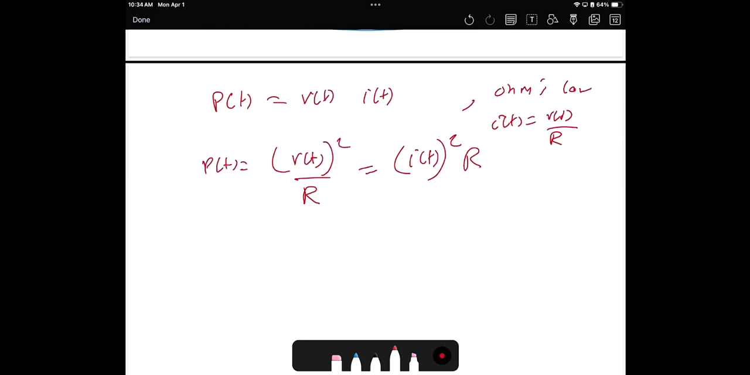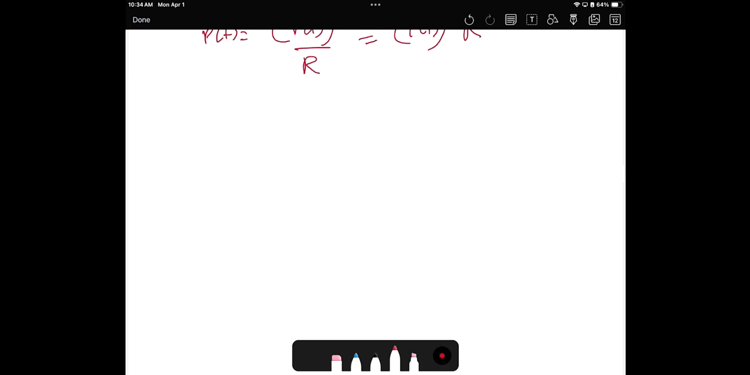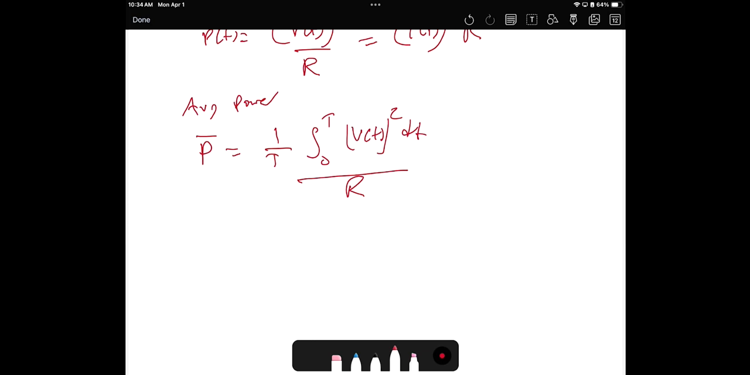Then we used to say there is something called the average power. So P average is just the integration: 1 over T, the integral from 0 to T of V of t squared dt divided by R. Or, in terms of current, 1 over T, the integral from 0 to T of I of t squared dt times R. Okay? Then how can we do this analysis depending on the signal?